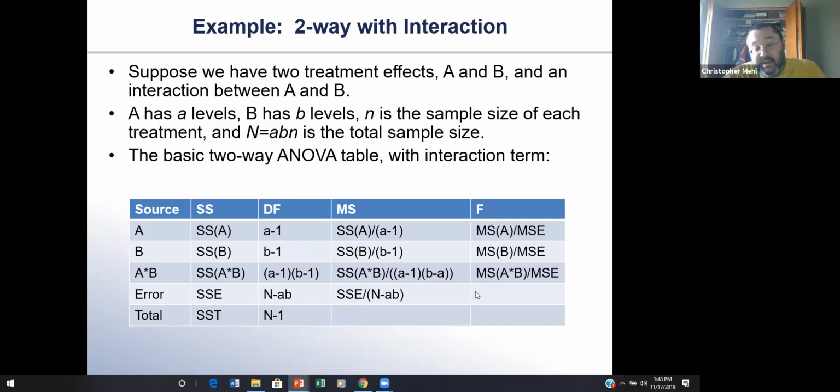whatever source we're looking at divided by the error mean sum of squares. All right. And the error mean sum of squares never has its own F statistic, right? Because we're comparing all of these to error. At the end of the day, the underlying question is: is your variation due to treatment A significant enough, or large enough, compared to the error variation? So in each case, we're comparing it to the error variation.